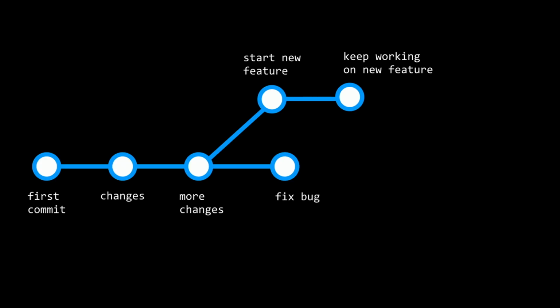The last thing I can do is say, all right, I want to take these two changes. I want to merge them back together so that this new feature is now on the master branch, but so is the bug fix. Everything comes together in that way.